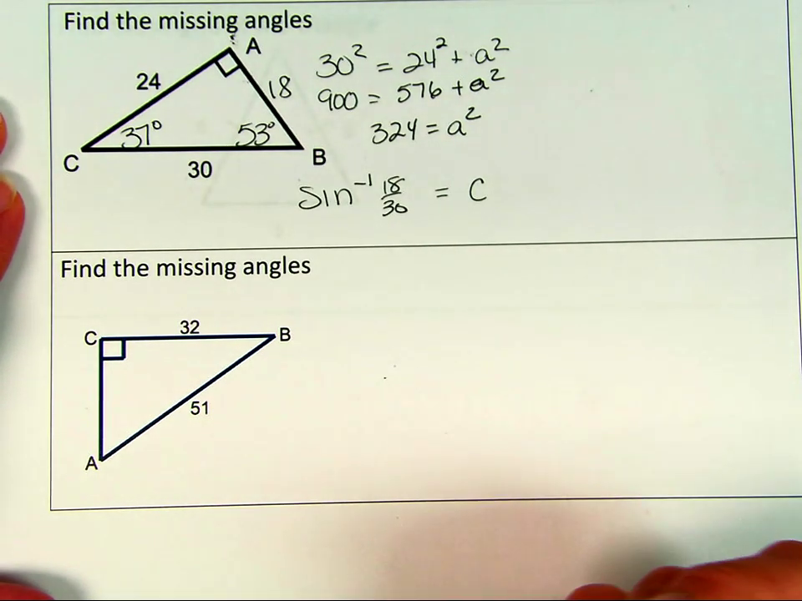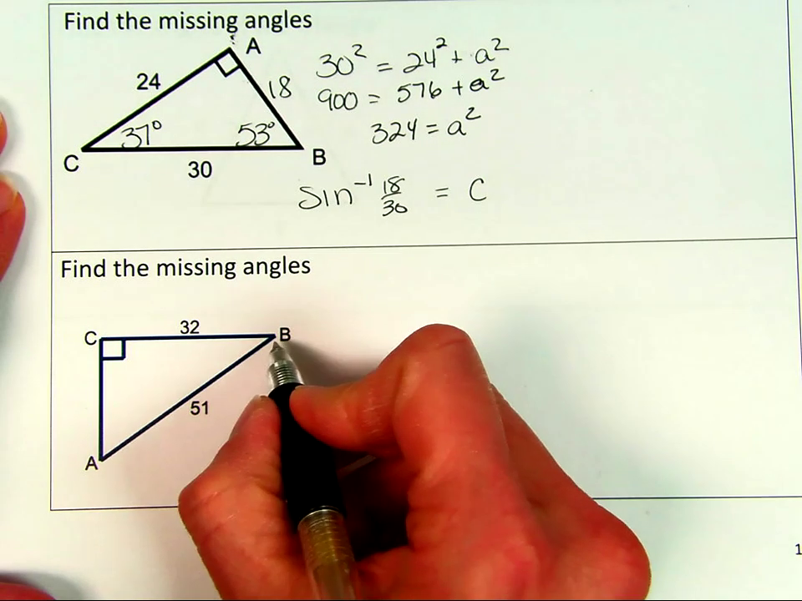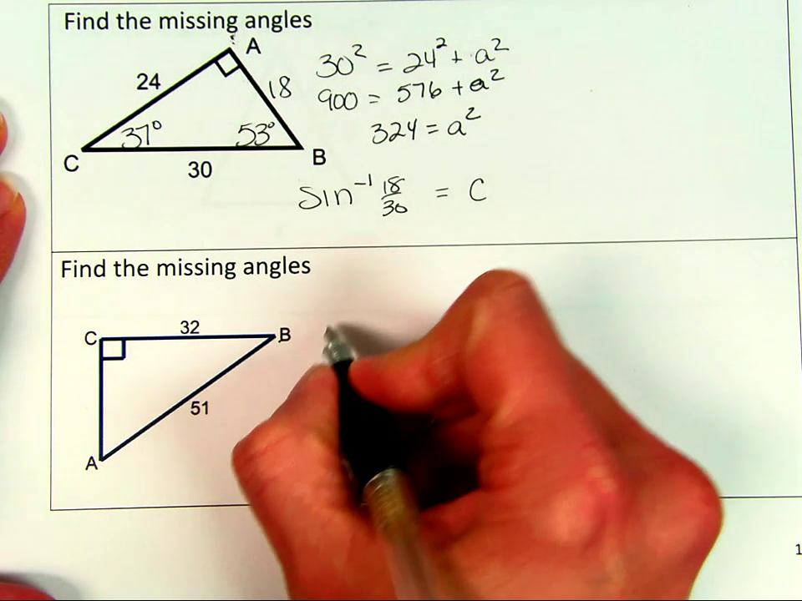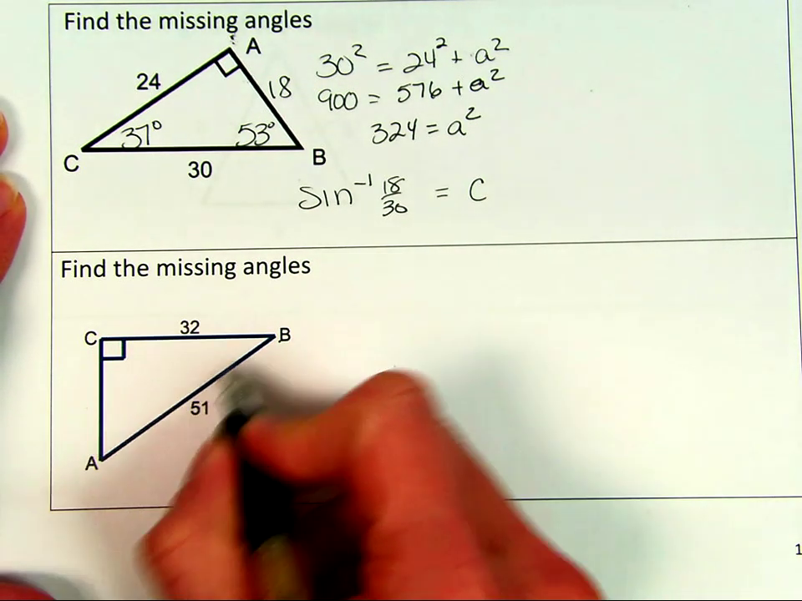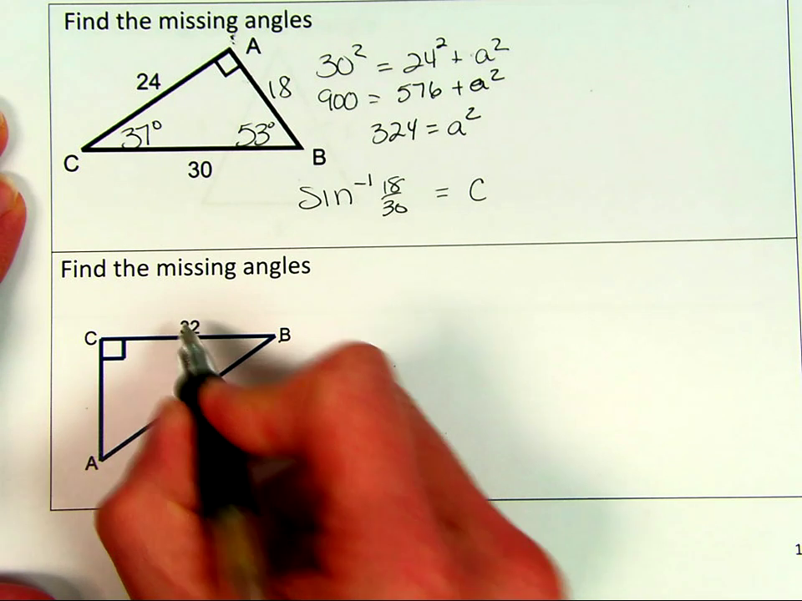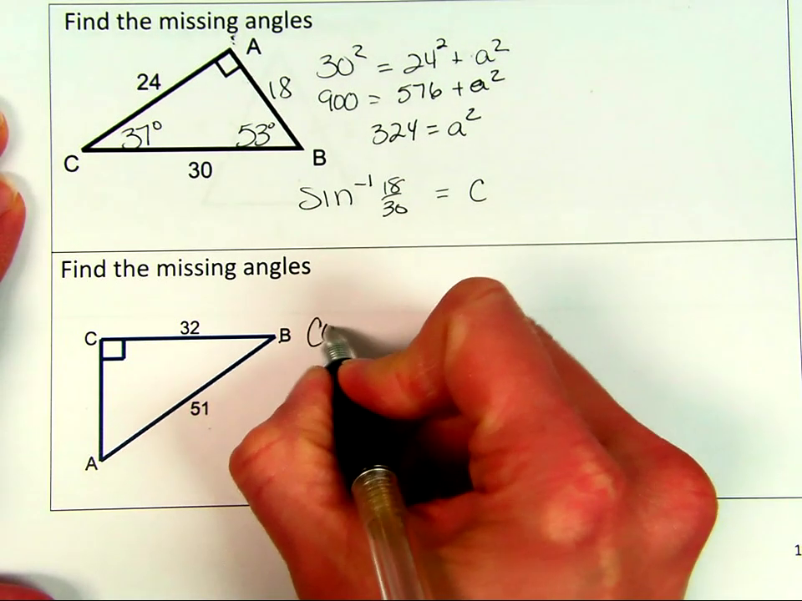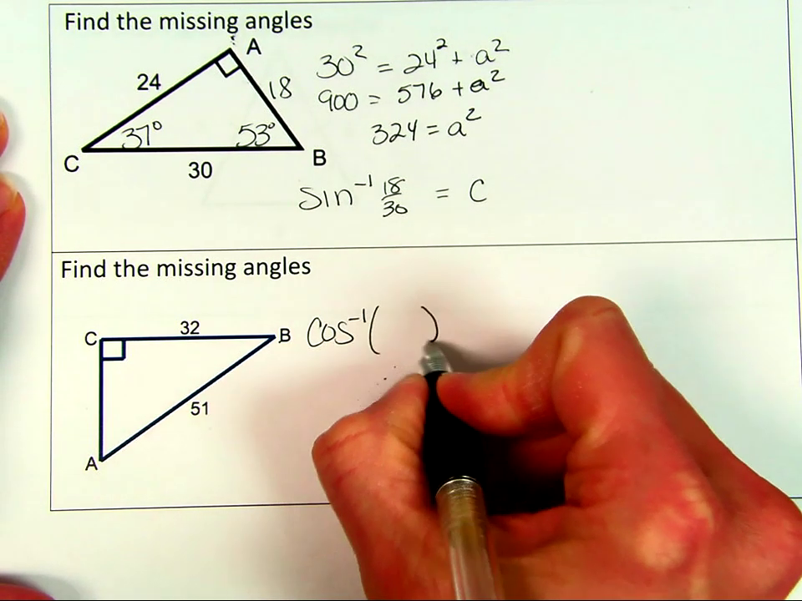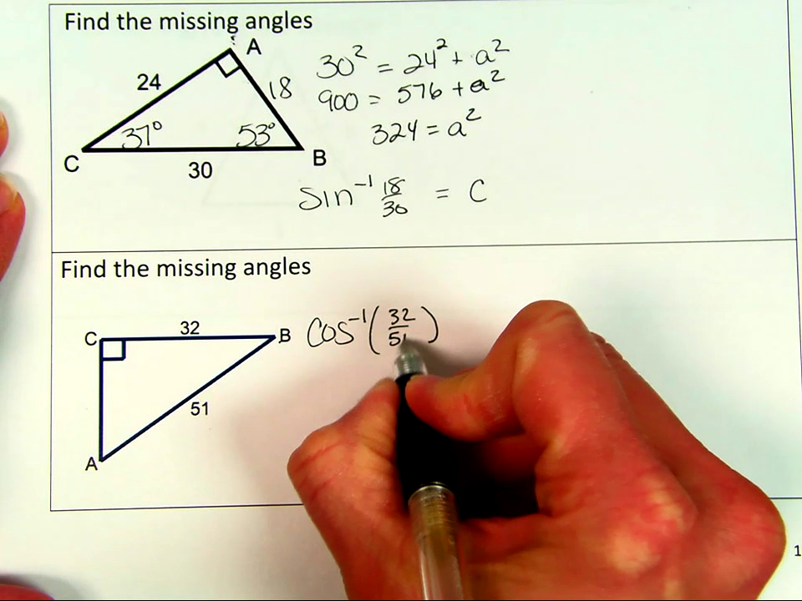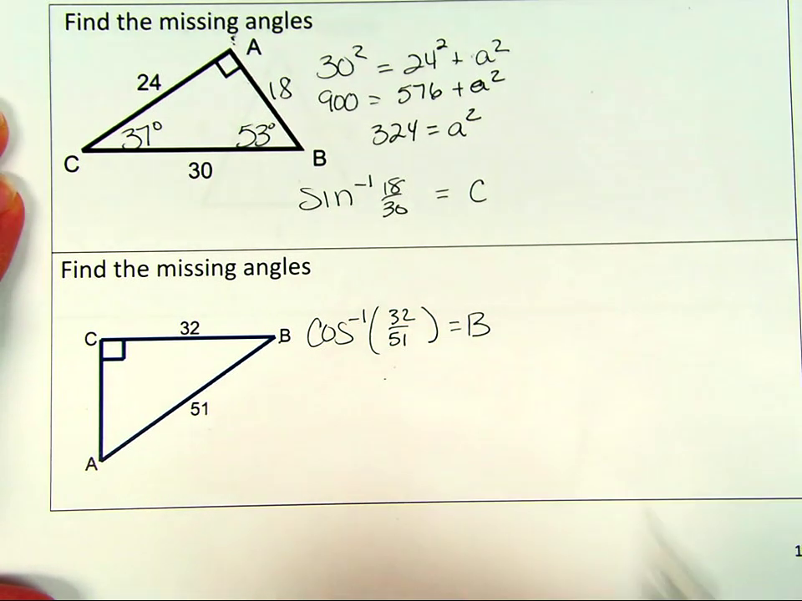This time let's practice. If I'm talking about angle B, then what two parts do I have? I have the adjacent and the hypotenuse. That's cosine. So I'm going to say cosine inverse of 32 over 51 equals b. My goal is to find b.